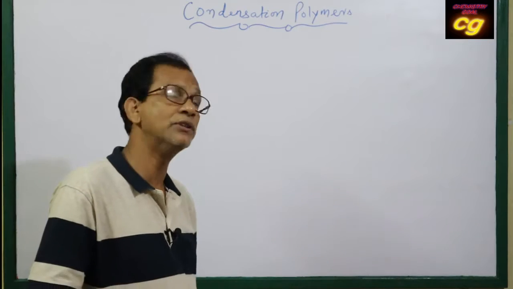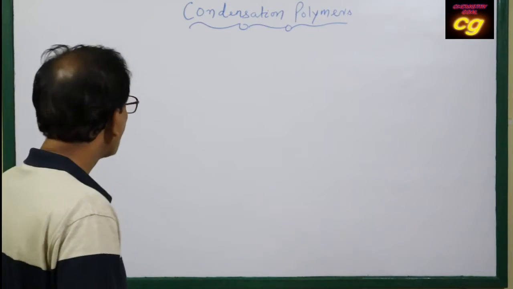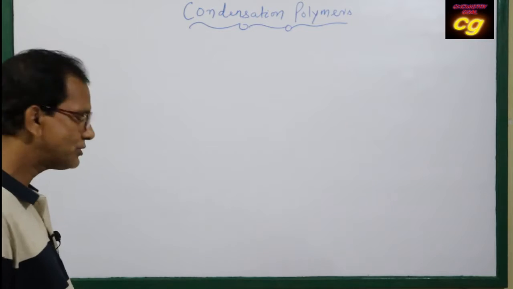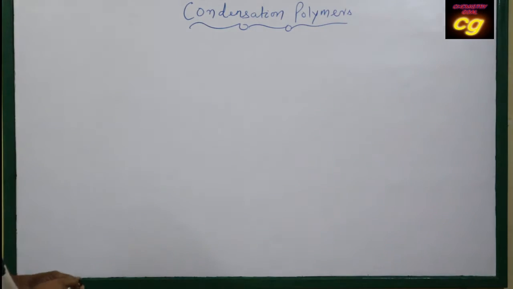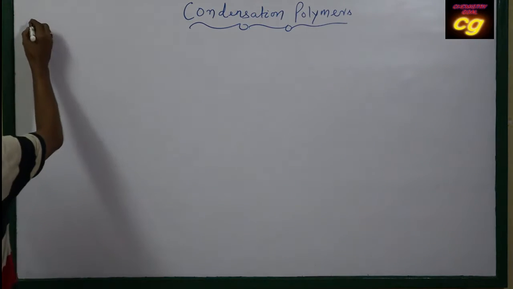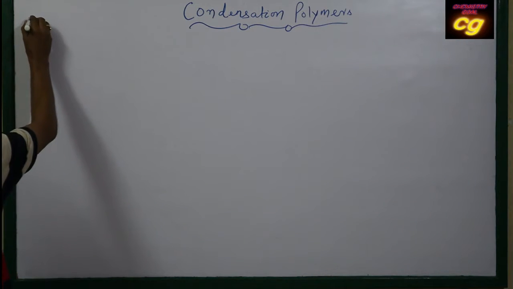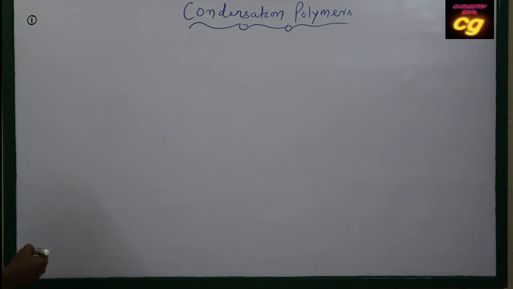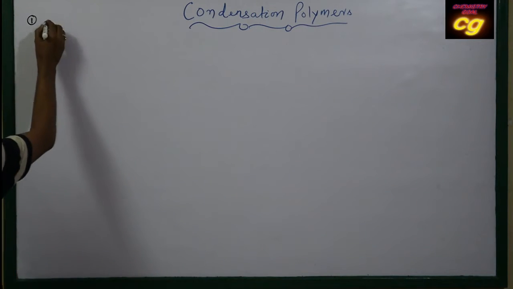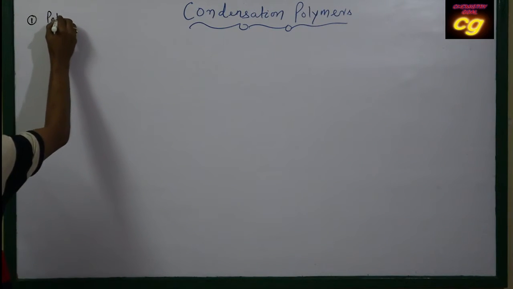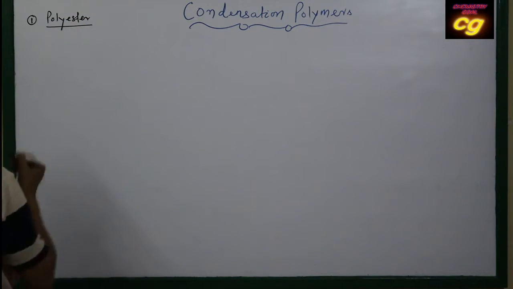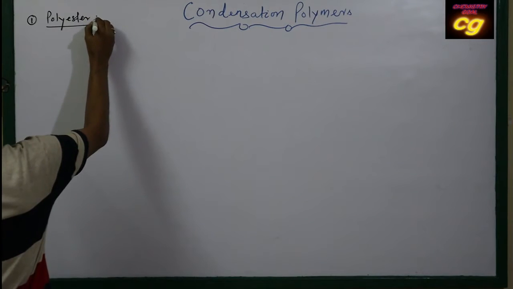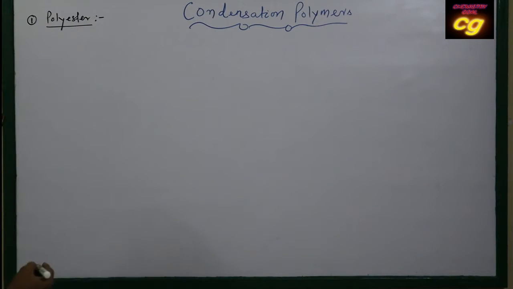We have already discussed this in the last video. So what are the condensation polymers? We will discuss now. Condensation polymers, let us start from one example, that is polyester. One condensation polymer example is polyester.